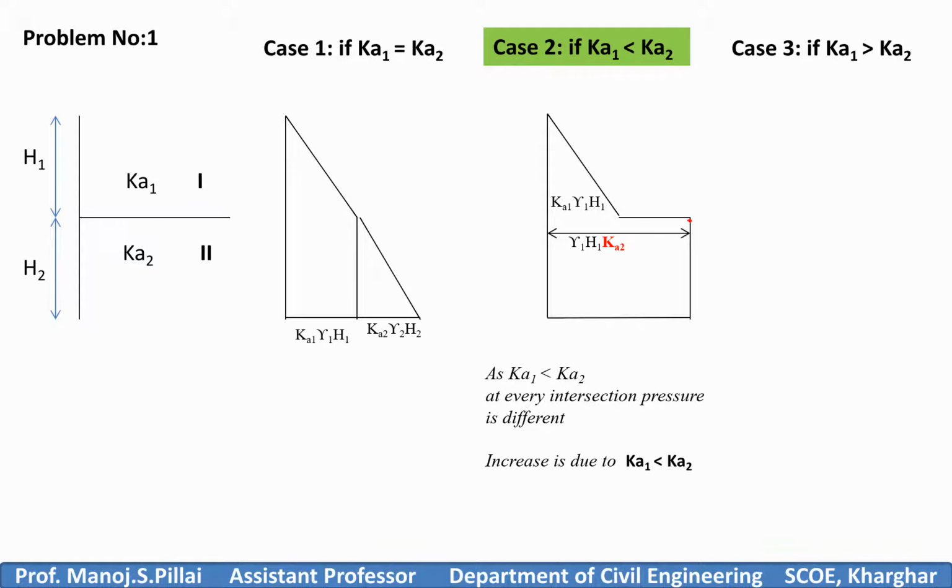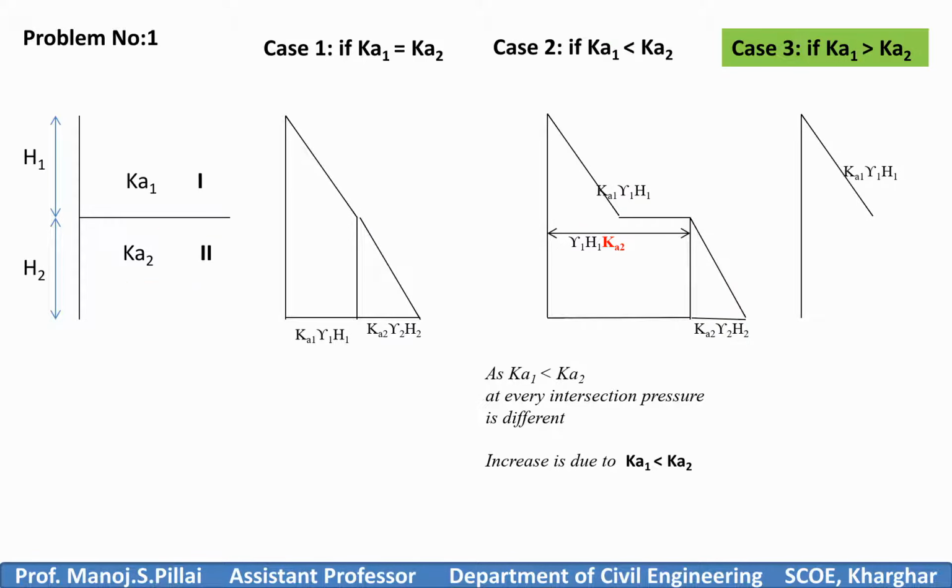So from this you can draw downward. Now this is done up to this point. Okay. Now you have to consider this point. How can you make this point? From here you will get a triangle having this value as Ka2 gamma 2 H2. Understood this? This is a very important part.